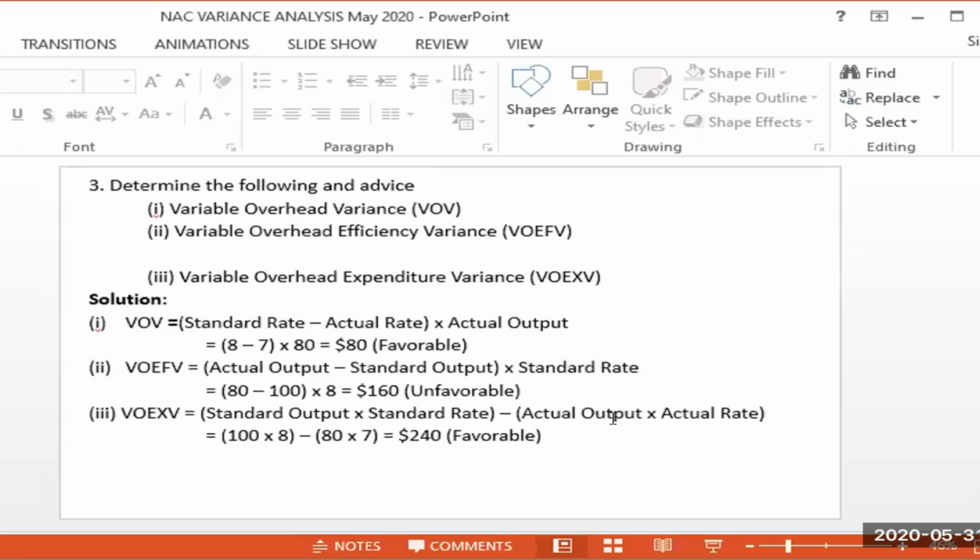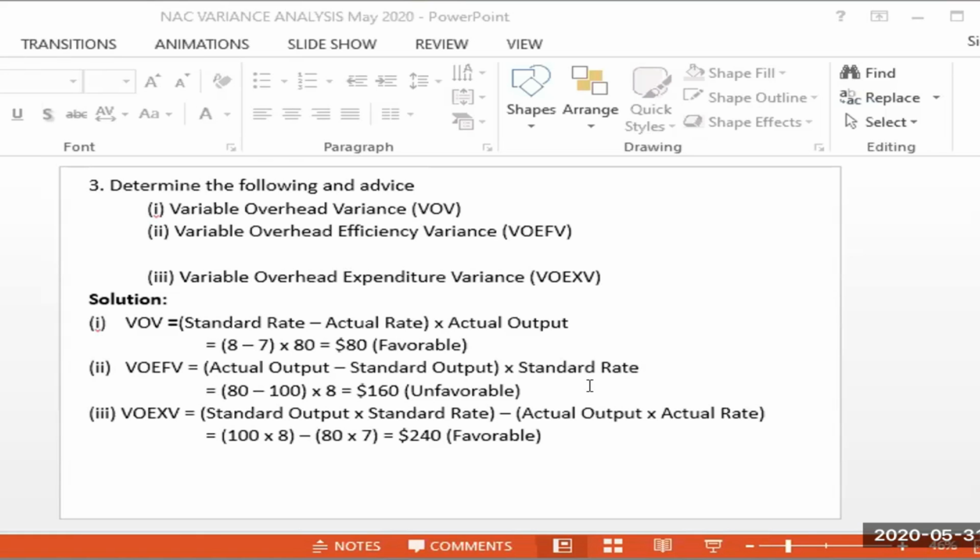So that is about the variable overheads, and you can see how we are determining favorable or unfavorable after determining the variance, and then whether it's favorable or unfavorable.